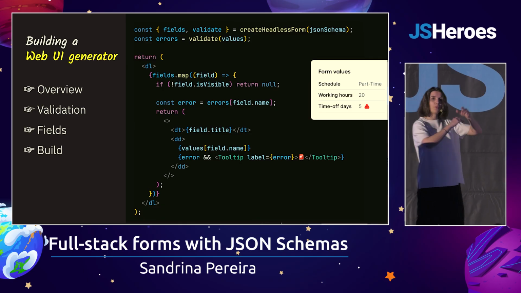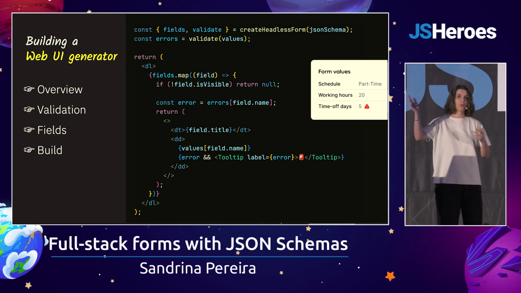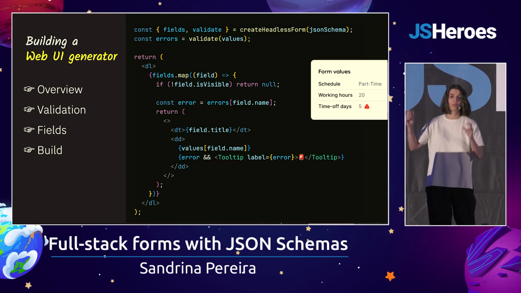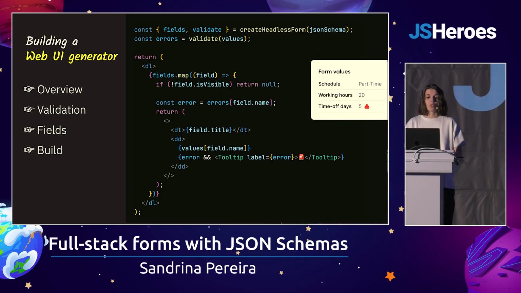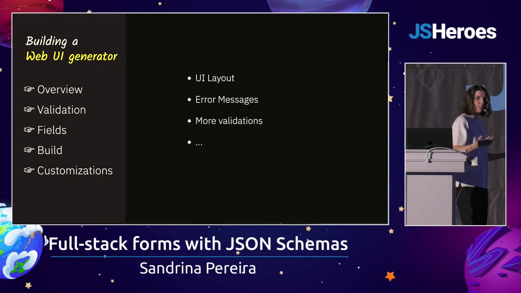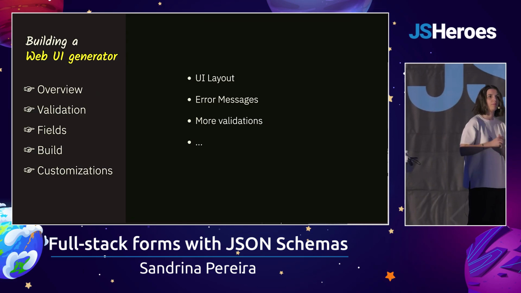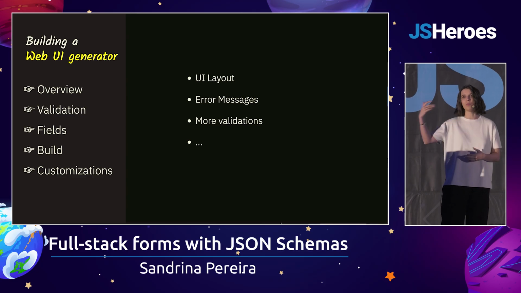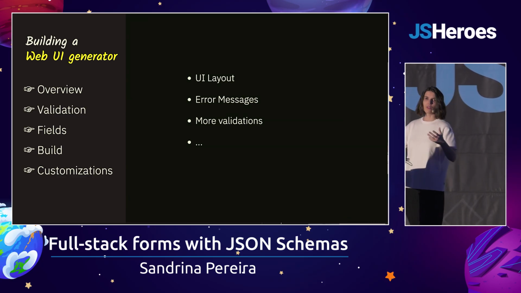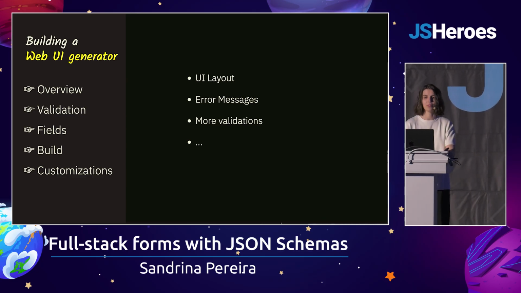Here, in the dynamic list, you map through all the fields. You skip the ones that are not allowed. You show an error if you have to, and that's it. Now, to be fair, there's way more than this when it comes to the UI, like the labels, the order of the fields, the error messages. What if you need more advanced validations? A lot of things to be creative.